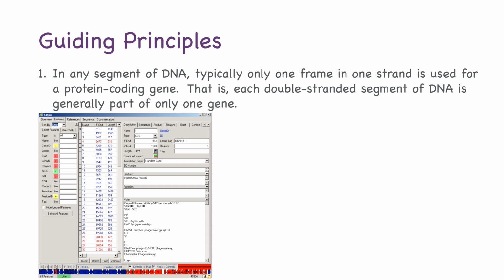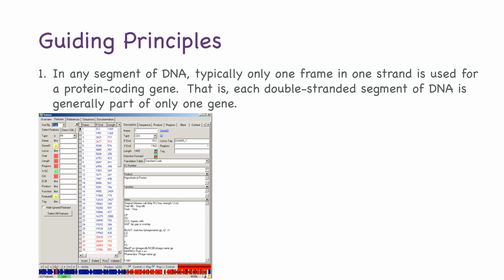So the first principle tells us that any segment of DNA, so any region of sequence, usually only one frame in one strand, so only one frame out of the six frames, has a gene in it.